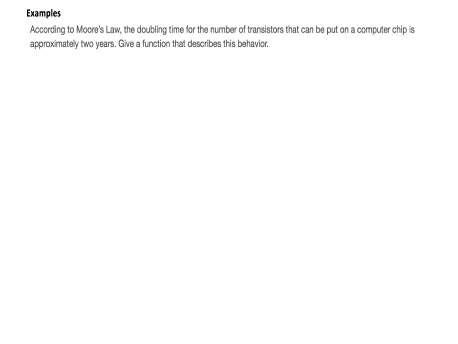So here's a situation that might merit us using this particular formula. According to Moore's law, the doubling time for the number of transistors that can be put on a computer chip is approximately 2 years. In other words, every 2 years, the capacity of computer chips doubles, which is huge to think about. All right, so they want us to write a function that describes this behavior.